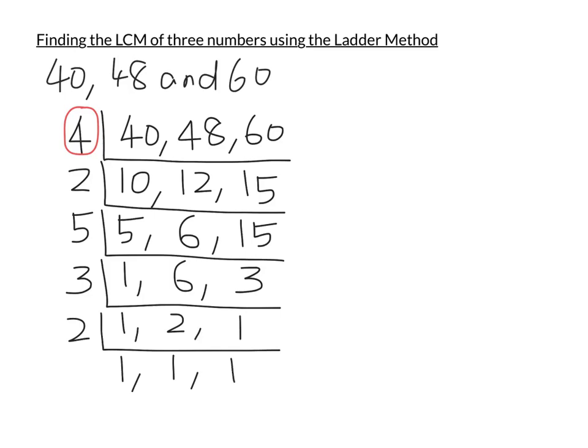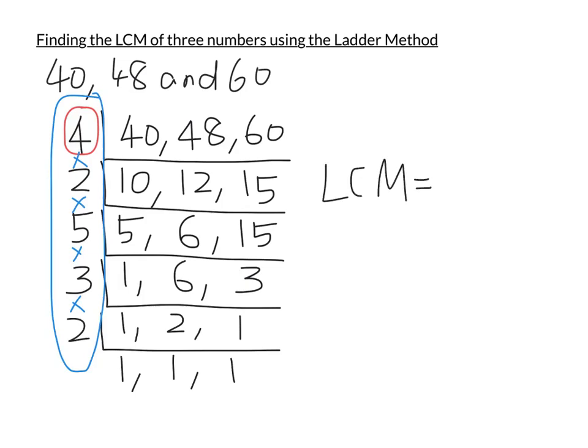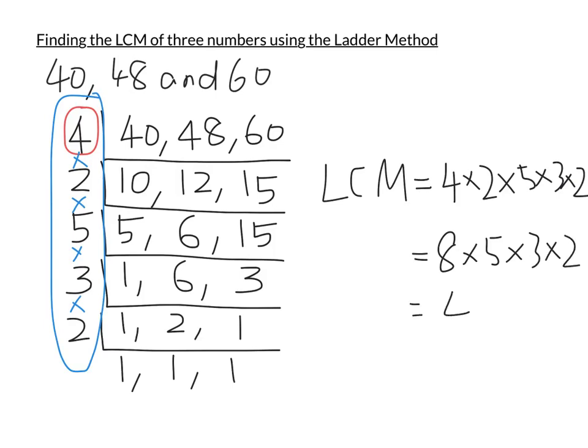So now, very nicely, I have all the factors here of the LCM, and I have to multiply them all. So the LCM will equal 4 times 2 times 5 times 3 times 2. And if you work it out, that will give you 8 times 5 times 3 times 2, and 8 times 5 is 40, times 6, and the answer will be 240.